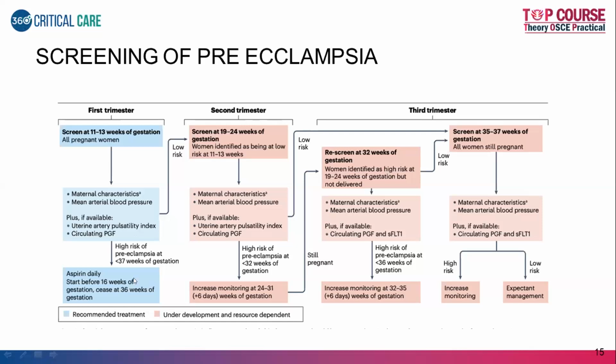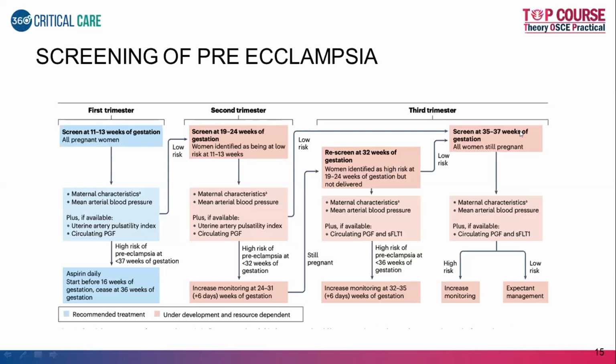The blue color is the recommended treatment if you diagnose the patient in the first trimester. All the other pink ones are under development and resource dependent. Now, if you diagnose the patient in the second trimester, you need to increase monitoring at 24 to 31 weeks of gestation. Only monitoring is required. Similarly, if you diagnose it in the third trimester, you require proper monitoring and then think of expectant management, whether delivery is required or you can extend the pregnancy.